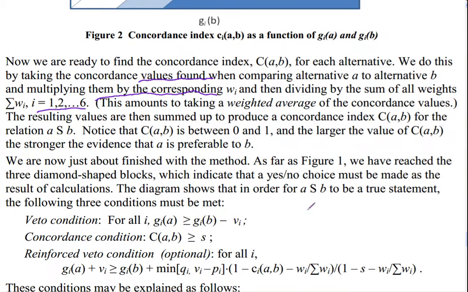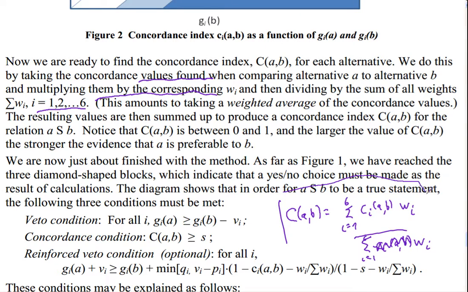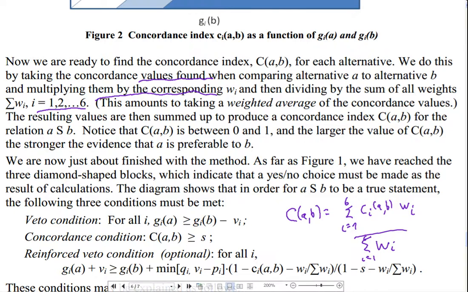Okay, so if I was going to write that out, that would be CAB equal to the sum from i equals 1 to 6 of Ci(A,B) times Wi, and then you divide that by the sum of the weights. I'm sorry, this is incorrect. It should just be Wi. Okay, so if you want a formula written out, this is your formula. Now let's make that a little bit nicer. Don't need the crossouts there. This is just the sum of Wi here. Okay, so that's it. Have fun reading that selection.